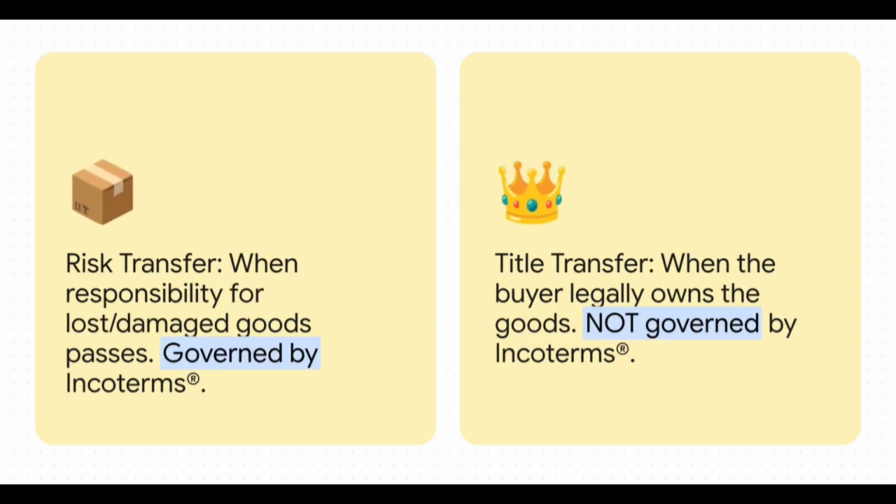And this brings us to what is easily one of the biggest and most costly misunderstandings in all of trade. Incoterms decide when risk transfers. So if the container falls off the ship, who takes the financial hit? But what they do not decide is when legal ownership, or title, transfers to the buyer. That's a completely separate thing that you have to spell out in your main contract. Please do not mix these two up.